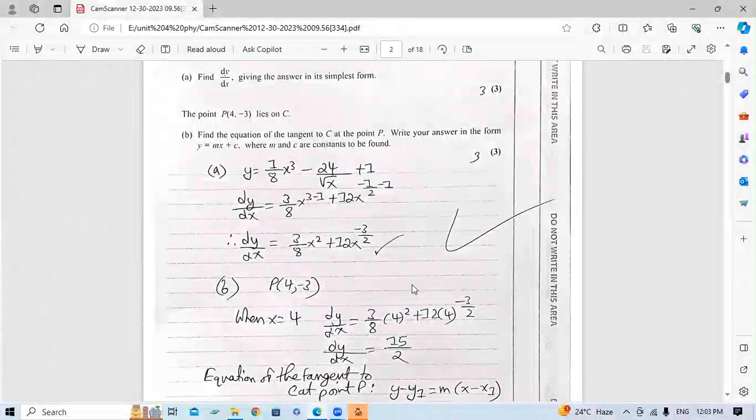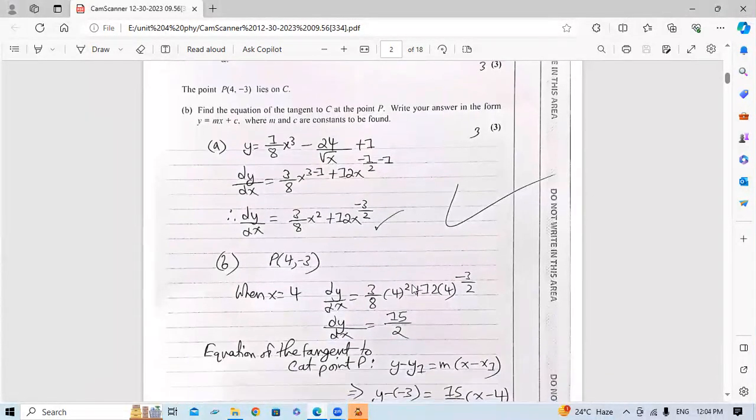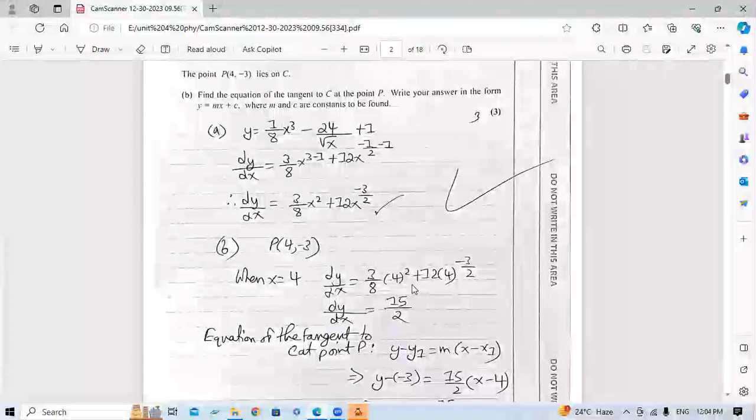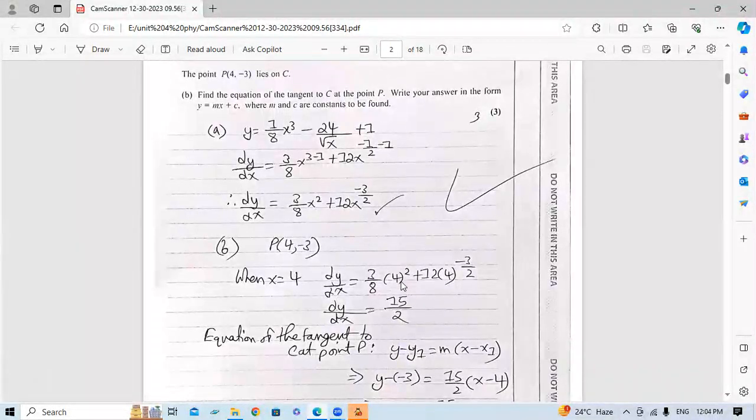In 1b, it has been given that P has coordinates (4, -3), which lies on C. So when x equals 4, at point P, dy/dx will be 3/8 into 4 squared plus 12 into 4 to the power minus 3/2. So dy/dx would be equal to 15/2. Now the equation of the tangent to C at point P.